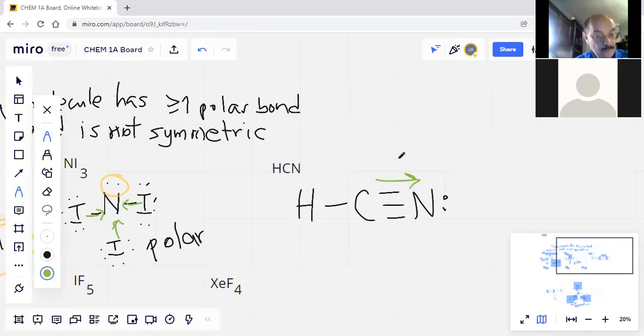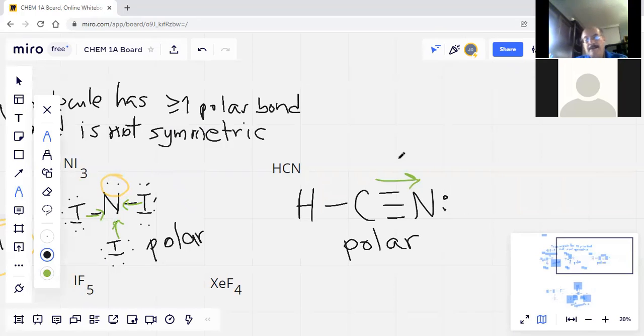So then we ask, is everything that's connected to that central atom the same? And again, I don't mean numbers of bonds, I mean the types of electron groups. Well, we have a hydrogen on the left. We have a nitrogen on the right. They're not the same. There is a polar bond. And so we're going to say that because of that criterion, this molecule is polar.